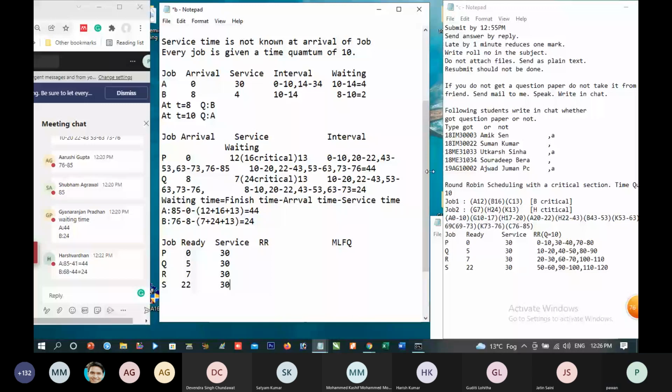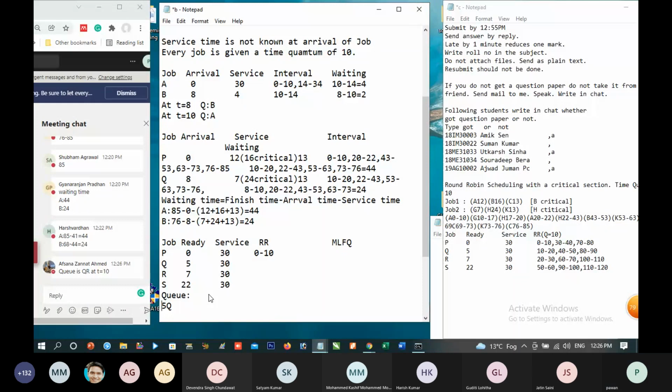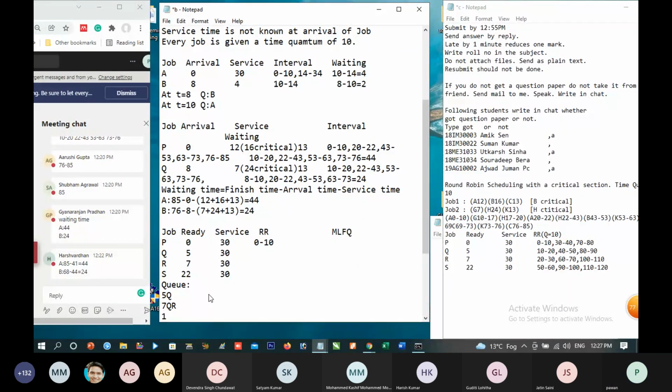What will be done in round robin? Job P will be served from 0 to 10. Now let us see what is a queue. Here was a queue. At time t equal to 5, Q came to the queue. Let me use the job names. At time t equal to 7, Q and R are in the queue. And at time t equal to 10, service for Q will start from 10 to 20. And in the queue, what will remain?